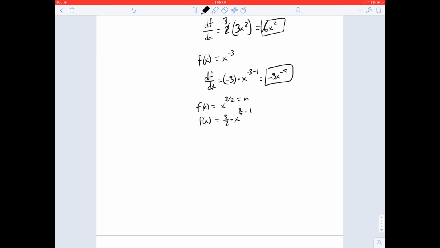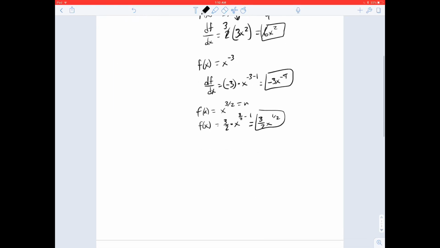That's going to be 3 halves x, and then basically what you're just going to do is subtract 1 from 3 halves. That's going to be 1 half, right? So the derivative of x to the 3 halves is going to be 3 halves x to the 1 half. That is it. Let's try one with a decimal.